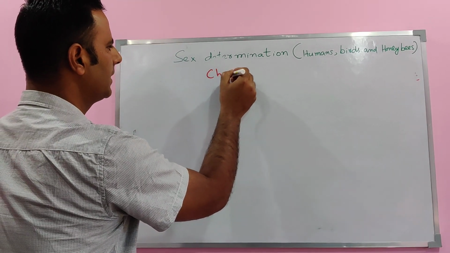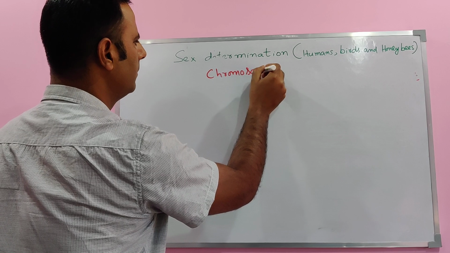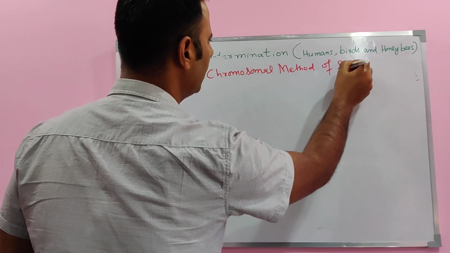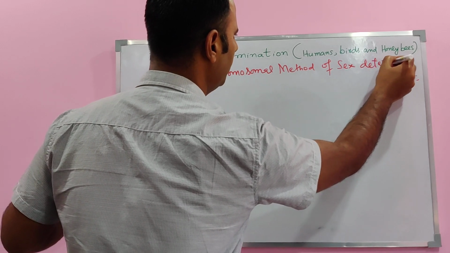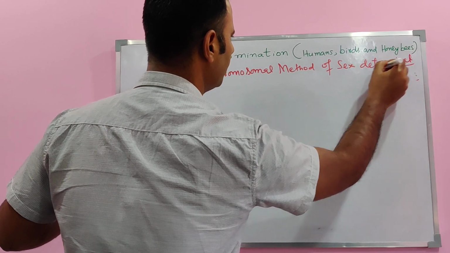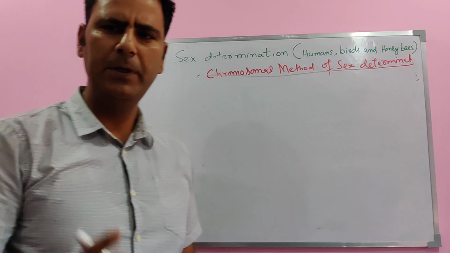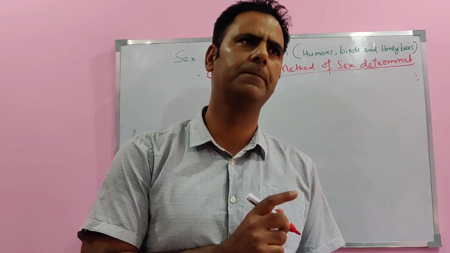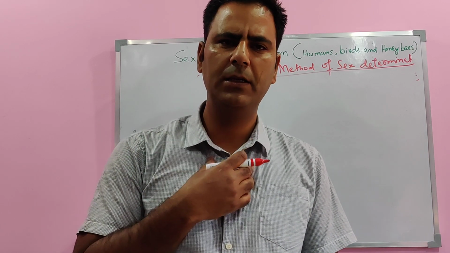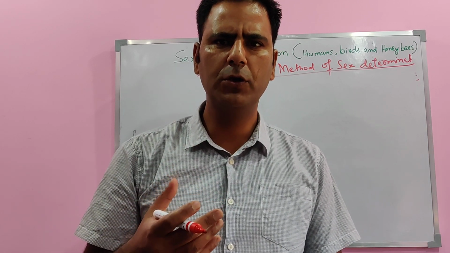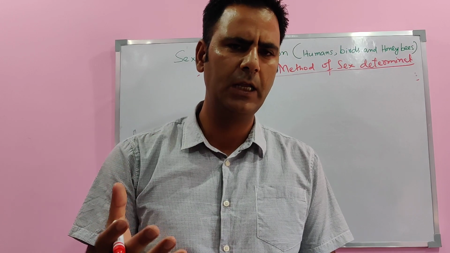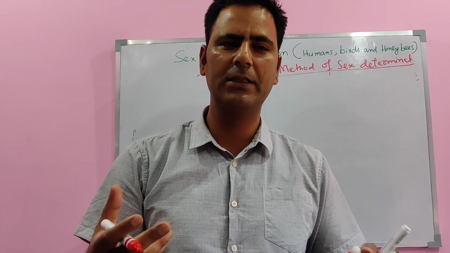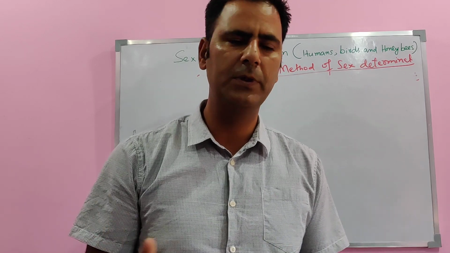Chromosomal method of sex determination. See, the sex will be determined by the chromosomes. It is true in our cases also. It is the chromosomes which tell us the sex of an individual. If somebody is XX, it's a female. If somebody is XY, it's a male. So chromosomes are telling us who is going to be the male and who is going to be the female.